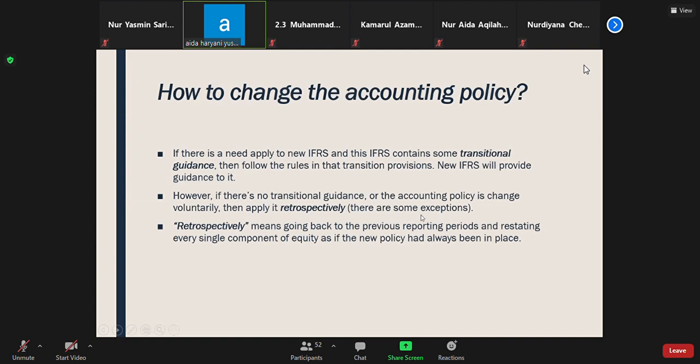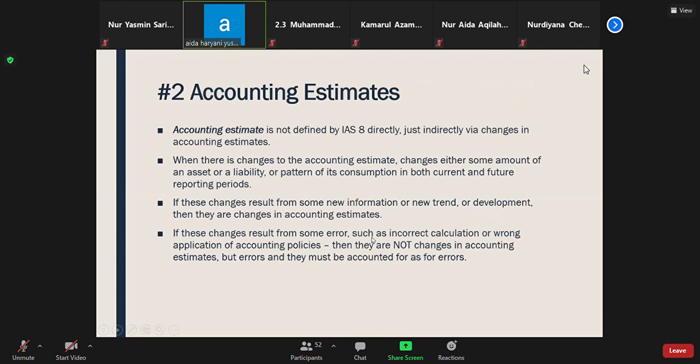There are some exceptions to it. What does retrospectively mean? It means going back to the previous reporting periods and restating every single component of equity as if the new policy had always been in place. When you have to do some kind of comparative figure. That is what they mean by retrospectively. That is about accounting policy.